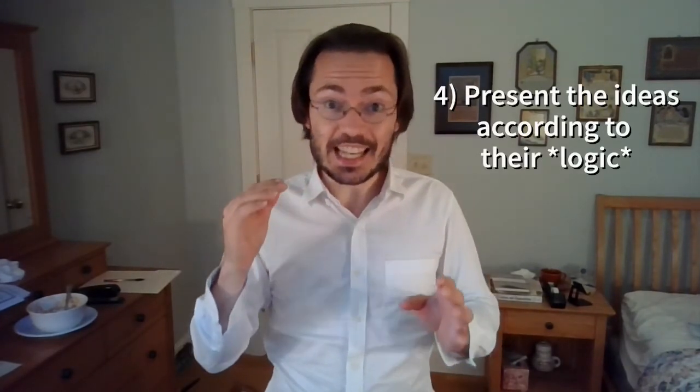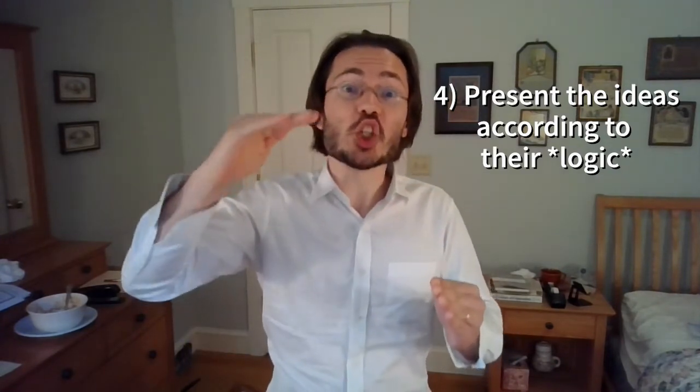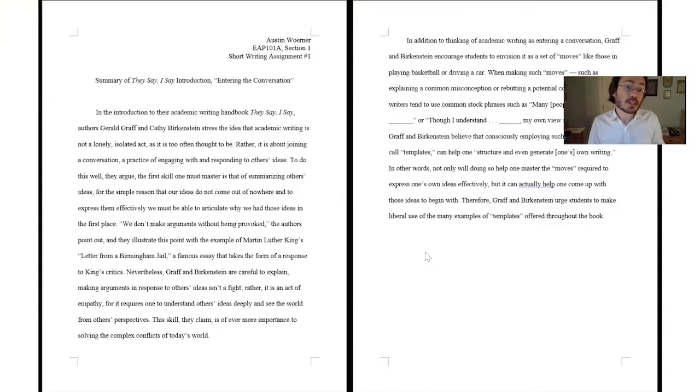Okay, the fourth and final key feature that I'd like you to be aware of is that effective summaries present the ideas in the text according to their logic and not necessarily according to the order in which they appeared in the text. So if you look at my sample summary, for example, you will notice that the first paragraph is about Graff and Birkenstein's idea that good academic writing is the kind of writing that engages deeply with the ideas of others. The second paragraph is about their idea that it can be useful to structure your writing using templates.